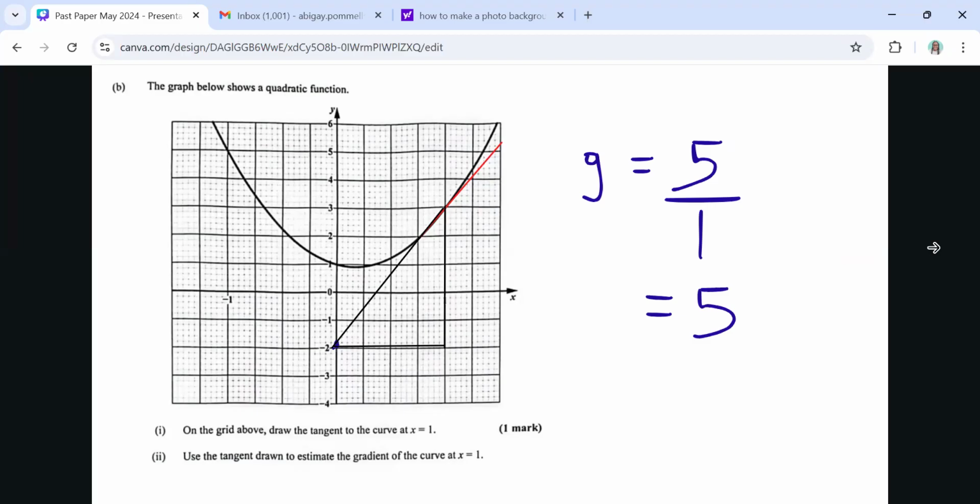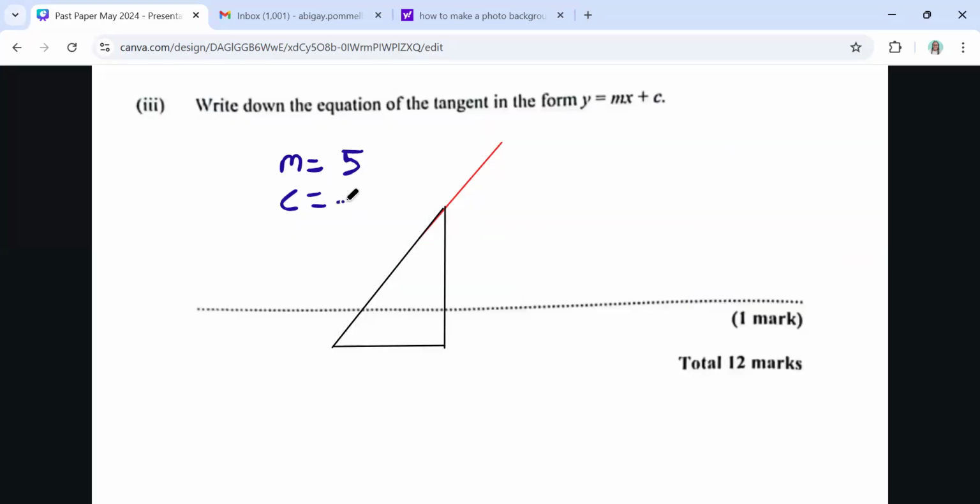So I see that I cross it at -2. So based on how you draw your own, you can strictly get it correct. So now I'm going to write my equation as y equals 5x plus -2. See, 1 mark. You don't have to do any calculation right there. You can just, based on your graph, get the answer.